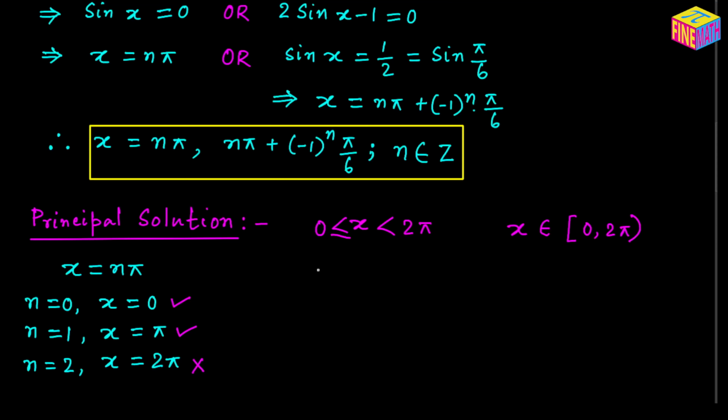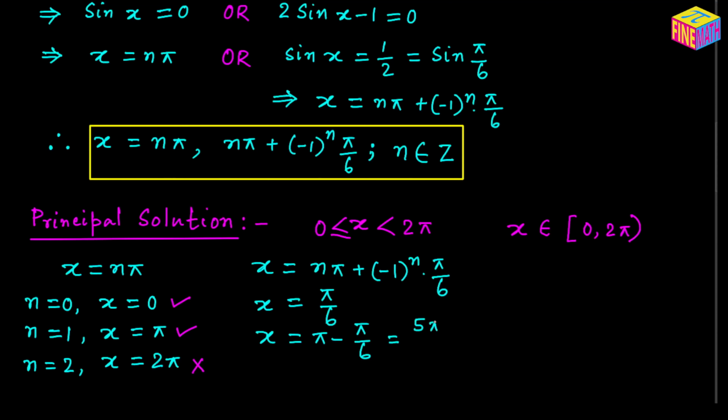And similarly from the other solution, let's see what value of x we get for different values of n. From the second solution we have x equals n pi plus negative 1 raised to the power n times pi over 6. If we use n equals 0, then x will be just pi over 6. When n is equal to 1, x will be pi minus pi over 6, that is actually 5 times pi over 6. When n equals 2, x will be equal to 2 pi plus pi over 6, and we have to reject that one because we have to find the answer between 0 and 2 pi. So we reject this one and we accept this one and this one.